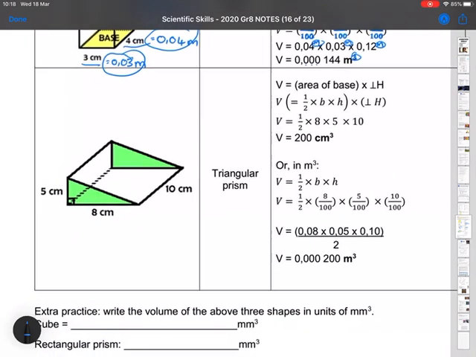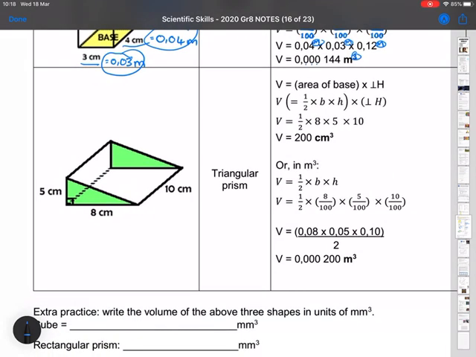Okay. For the triangular prism, very similar. 5 centimeters, 5 divided by 100 will be 0,05 meters. 8 centimeters is the same as 0,08 meters, and 10 centimeters is the same as 0,10 meters. So if you take these three values and multiply them, remember, don't forget to divide by 2, because the formula for the area of a triangle is half base times height.